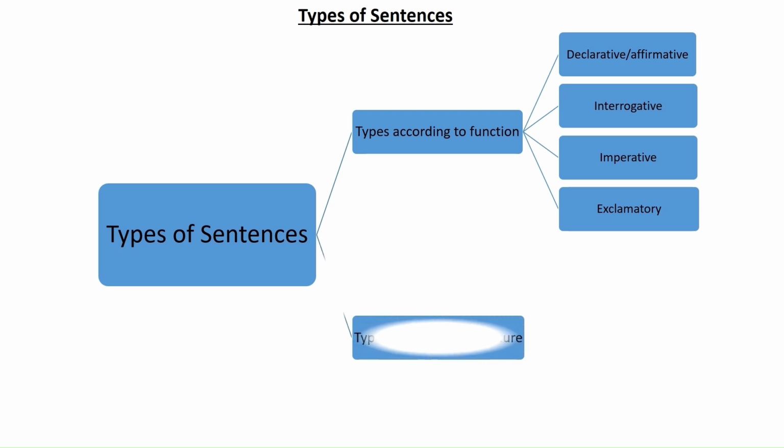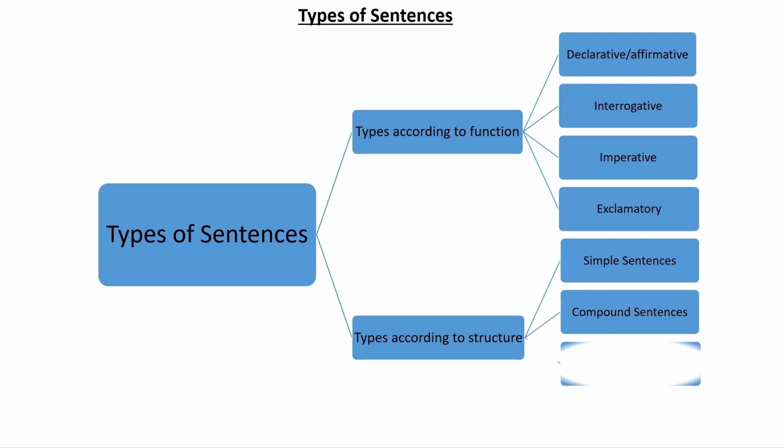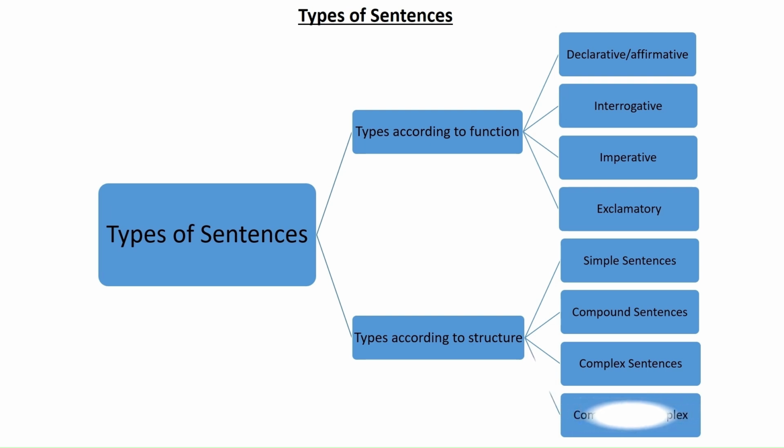1, declarative or affirmative sentences. 2, interrogative sentences. 3, imperative sentences. And 4, exclamatory sentences. The second category, types of sentences according to their structures, is also divided into four divisions. 1, simple sentences. 2, compound sentences. 3, complex sentences. 4, compound-complex sentences.